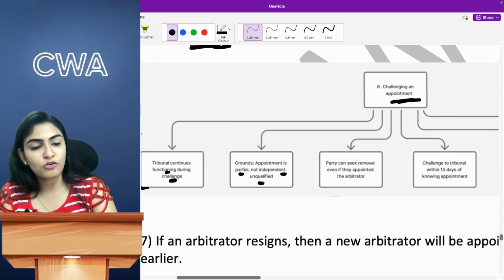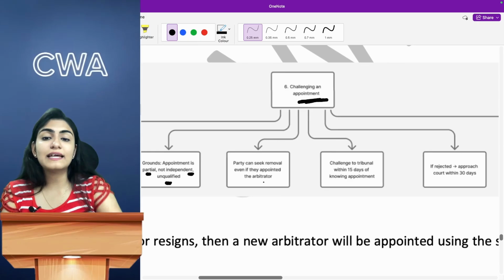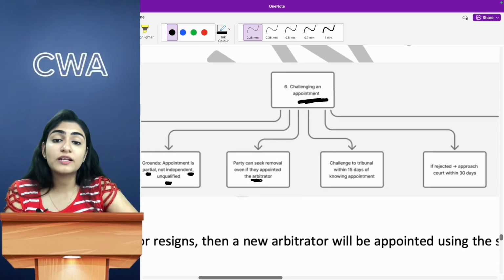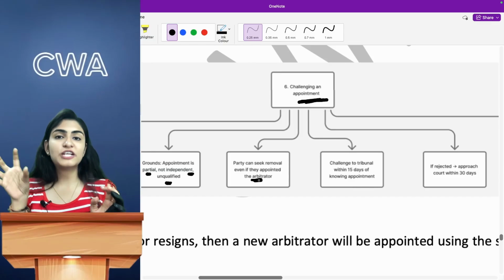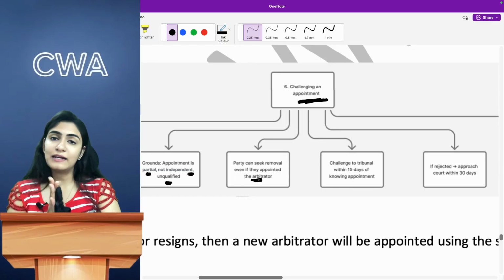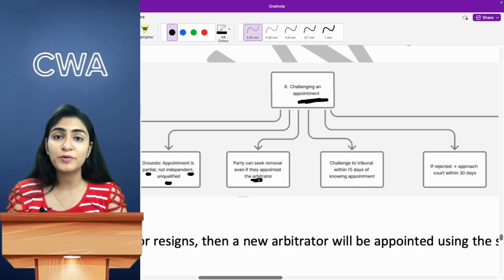In that case, also Mr. Y can challenge the appointment. A party can seek removal of an arbitrator even if they appointed their own arbitrator. So let's say Mr. X had appointed one, Mr. Y had appointed one arbitrator. Both the parties have appointed one arbitrator.